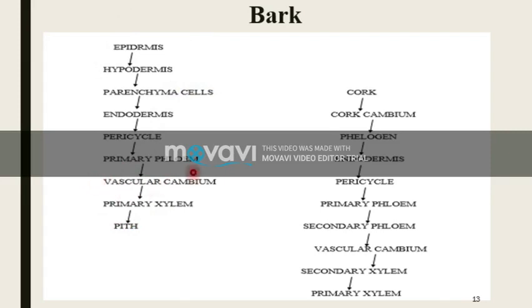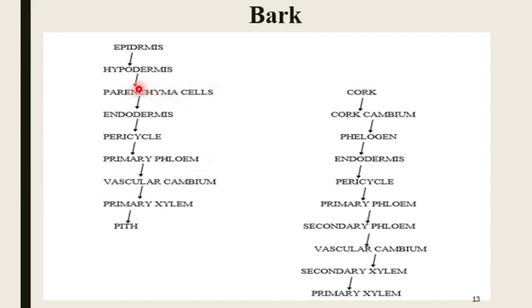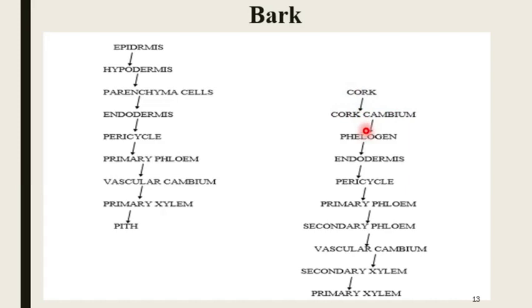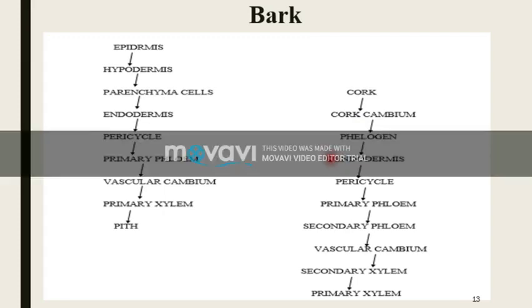Same thing happens in the cortex region. In the cortex region, the formation of cork cambium takes place, which results in the second layer, the cork formed by cork cambium, and phelloderm. It means the cork cambium is meristematic, which forms cork on the outer side, and on the inner side phelloderm forms. And then the innermost layer is endodermis, which is also called inner cortex.